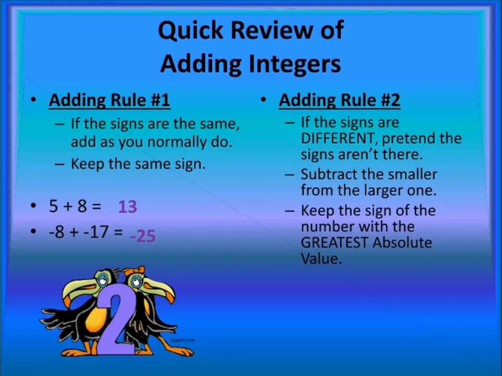If the signs are different, pretend the signs are not there. Subtract the smaller from the larger one, and then keep the sign of the number with the greatest absolute value. So for example, positive 19 plus negative 11. Unlike signs, so subtract: 19 minus 11 is 8. And then, kopyahin lang natin yung sign ni 19, so magiging positive 8. And then positive 24 plus negative 86. Different signs, subtract. 86 minus 24 is 62, so negative 62.